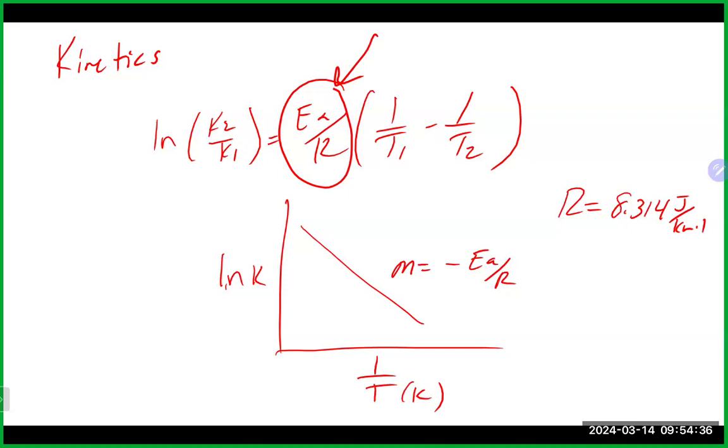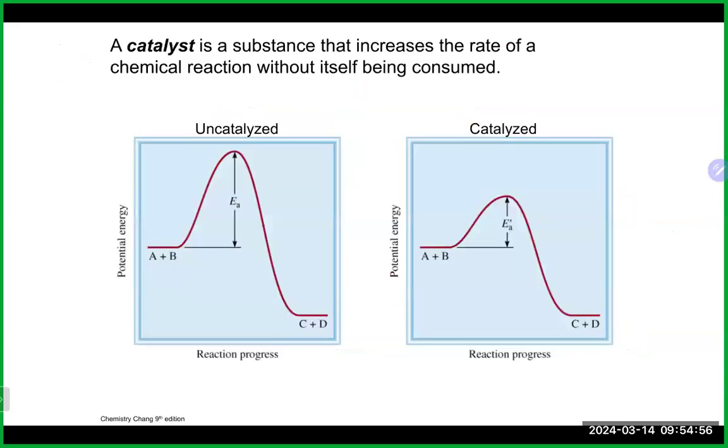We could also use the y-intercept here, and the y-intercept, which would be b, is equal to the natural log of A. A is that frequency factor when we're doing a graphing version of it. And we can figure out really the proportion of molecules that have enough energy to get up and over that hill.